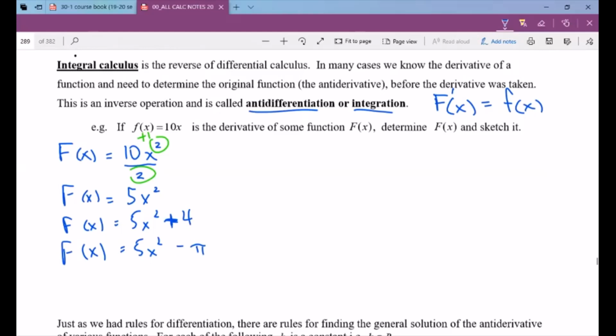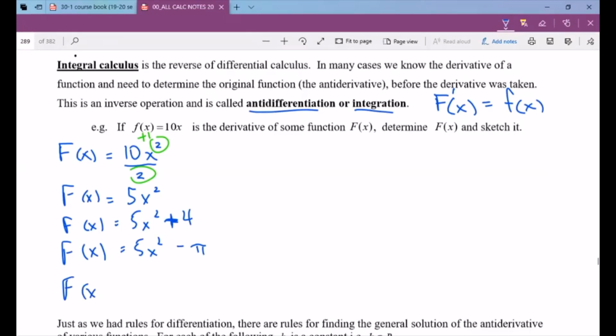And so what we do is we say that capital F of x is going to be equal to 5x squared plus some constant c. So we'll use this idea of our constant letter c. This ends up being called our indefinite integral.